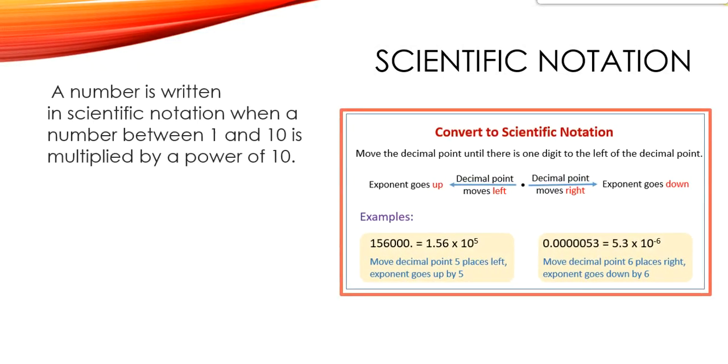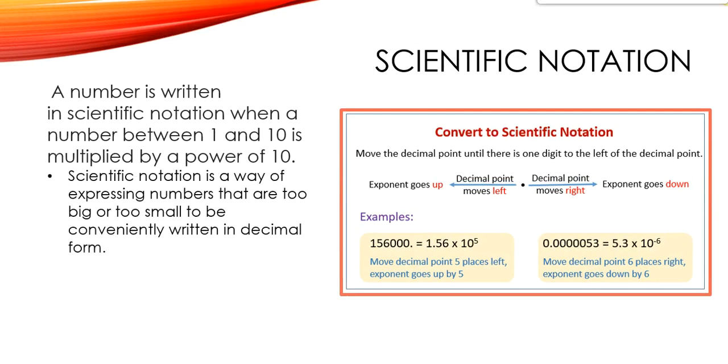Now come to the scientific notation. What is a scientific notation? A number is written in scientific notation when a number between 1 and 10 is multiplied by a power of 10. Scientific notation is a way of expressing numbers that are too big or too small to be conveniently written in decimal form.